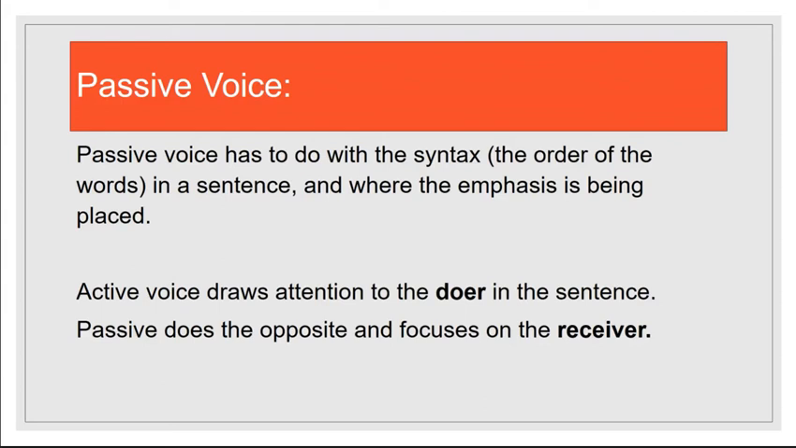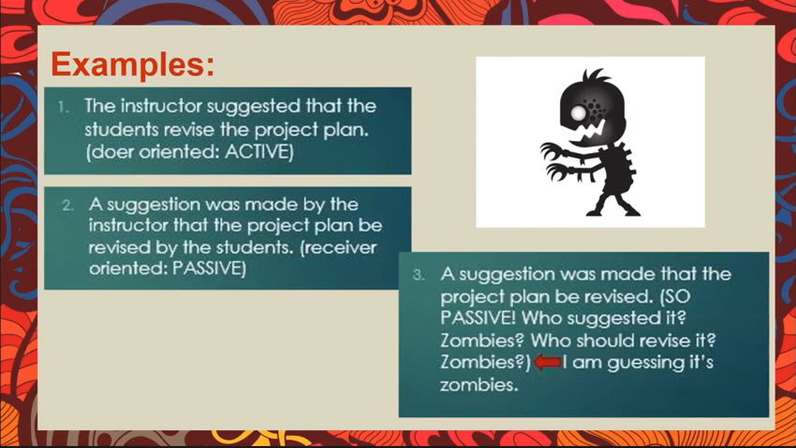We're going to start with something called passive voice. Passive voice has to do with the syntax, the order of words in a sentence, or the order of the parts of your sentence, and where the emphasis is being placed. Active voice draws attention to the doer of the sentence. This is clearer, it's more direct. Passive voice does the opposite and focuses on the receiver.